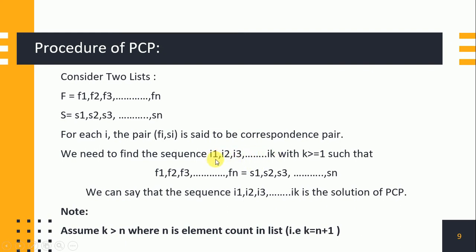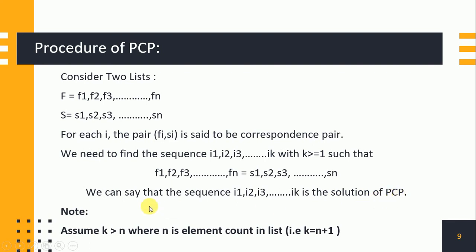Basically this will let you know in which way you are going to use your dominoes, right? So this is that sequence, with k greater than or equal to 1, such that F1, F2, F3 up to Fn is equal to S1, S2, S3 up to Sn. That is, this is your numerator and this is your denominator. You will have to make both the strings equal. Then you can say that the sequence i1, i2 up to ik is the solution of PCP.